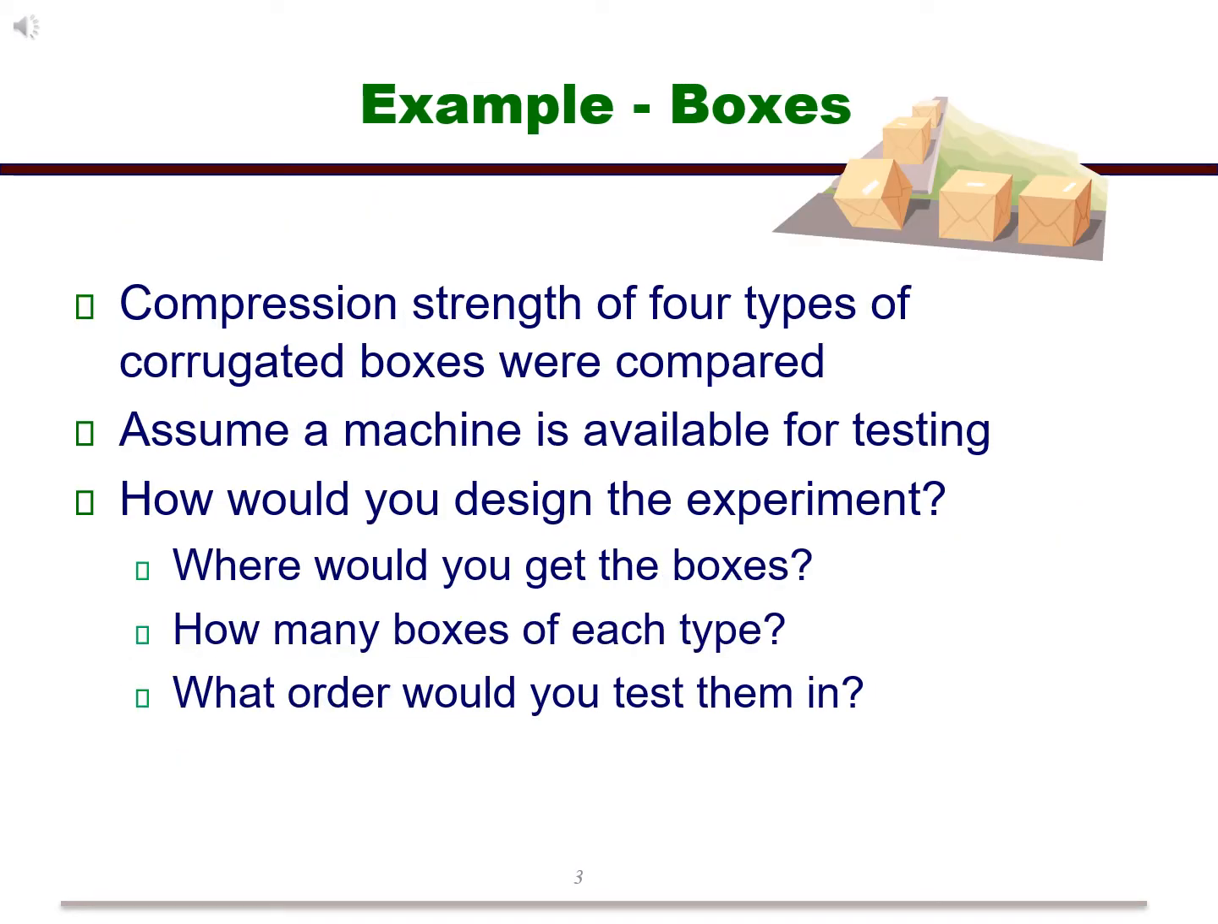Let's consider the compression strength of 4 different types of corrugated boxes. Assume that we have a machine available for testing. How would you design the experiment? For instance, how would you select the boxes to be tested? How many boxes of each type would you test? Does the order in which you test the boxes make any difference? These are some of the things you have to think about when designing an experiment.